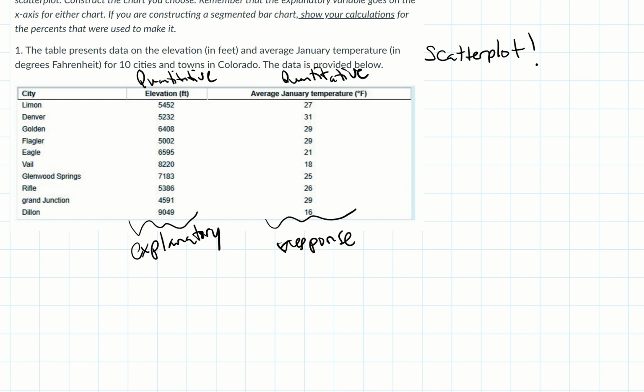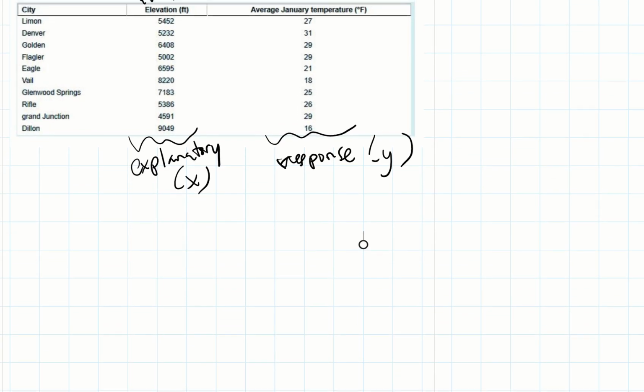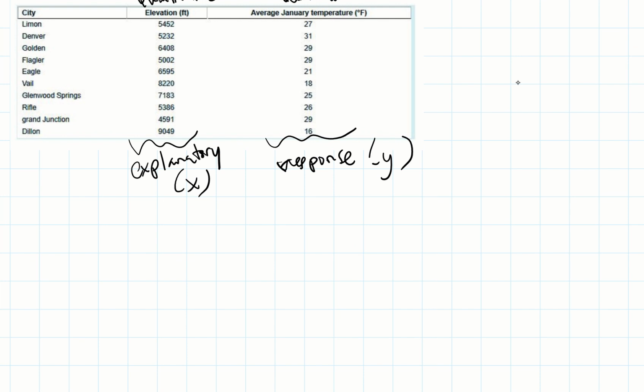And remember that in a scatterplot, the response variable is the y, the explanatory variable is the x. So we know that elevation is going to go on the x-axis. We can ignore the city. This is just extra information. This tells us which city it comes from, but we don't really need to know which city it comes from to draw the scatterplot. We just need the data.